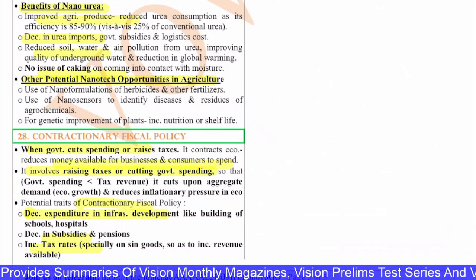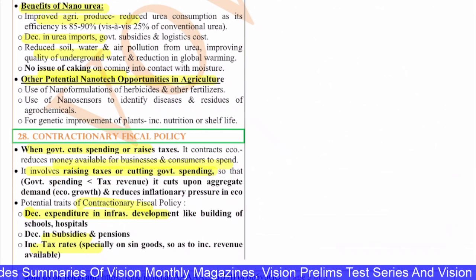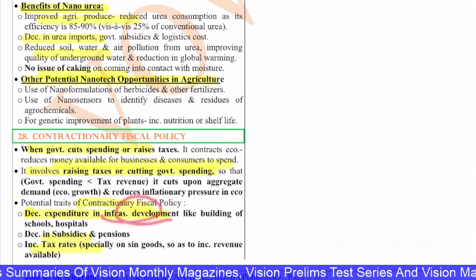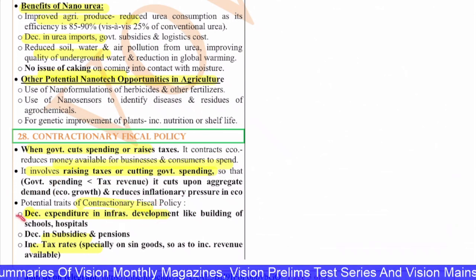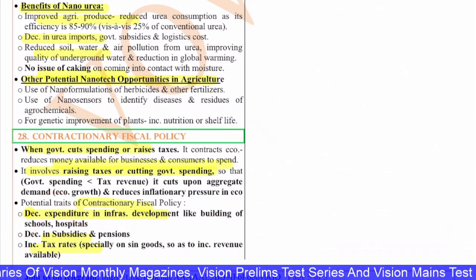So okay, the potential traits of contractionary fiscal policy: there will be a decrease in expenditure on infrastructure like buildings, schools, hospitals. There will be a decrease in subsidies and pensions. There will be an increase in the tax rates.